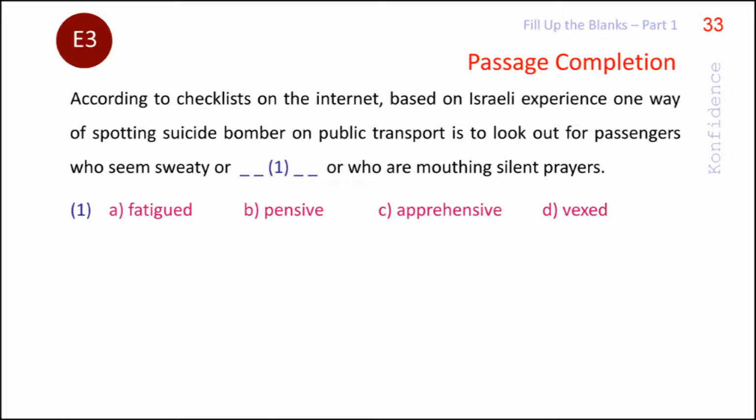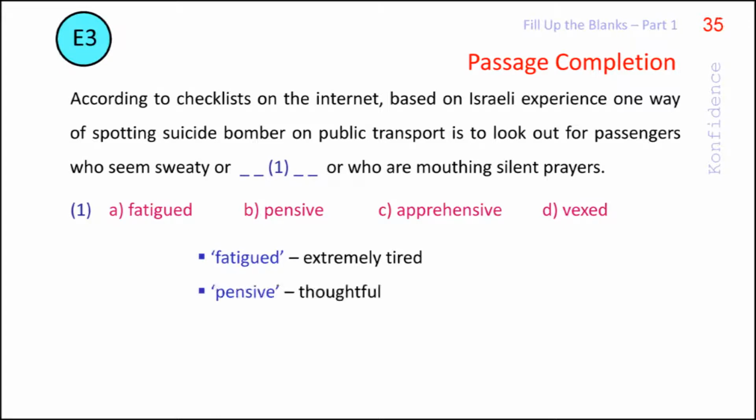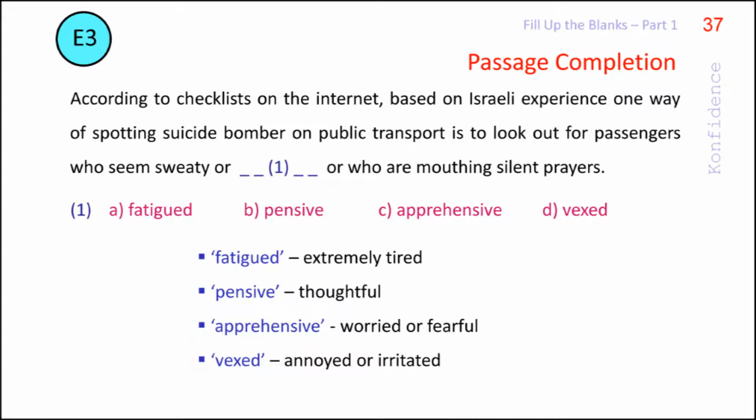Now let us look at the meaning of the options. Fatigued means extremely tired. Pensive means thoughtful. Apprehensive means worried or fearful. And the meaning of vexed is annoyed or irritated. We know from the passage that a suicide bomber looks praying. Now let us ask a question. When do we pray? We do not pray when we are fatigued, pensive, or vexed. We pray only when we are worried or frightened. Therefore, the right answer option is C, apprehensive.